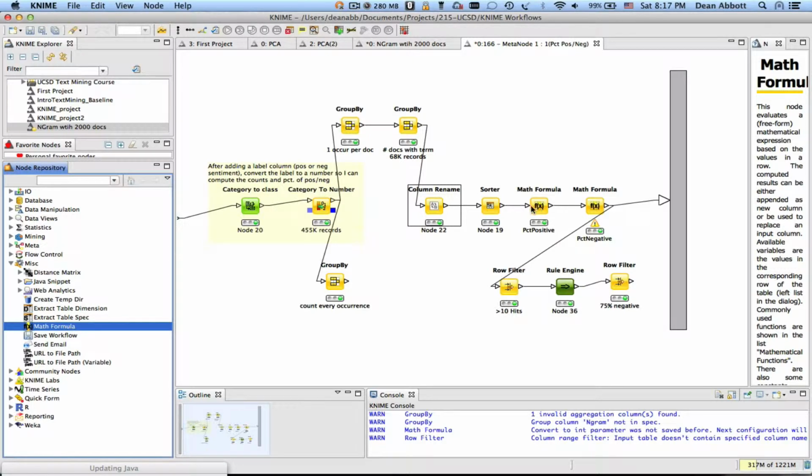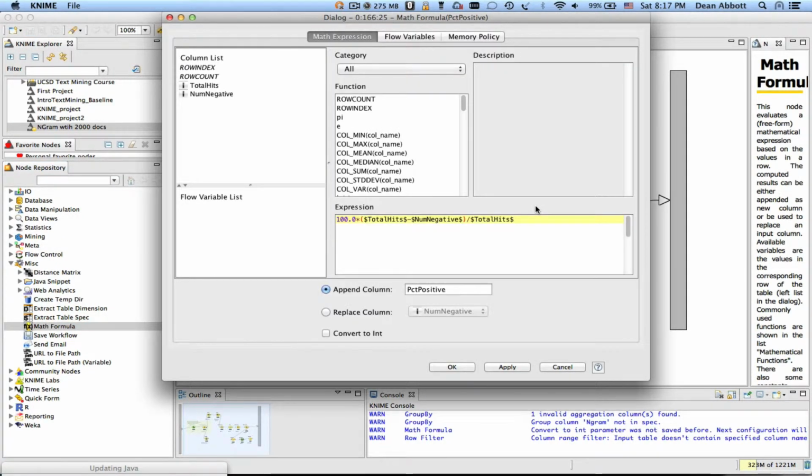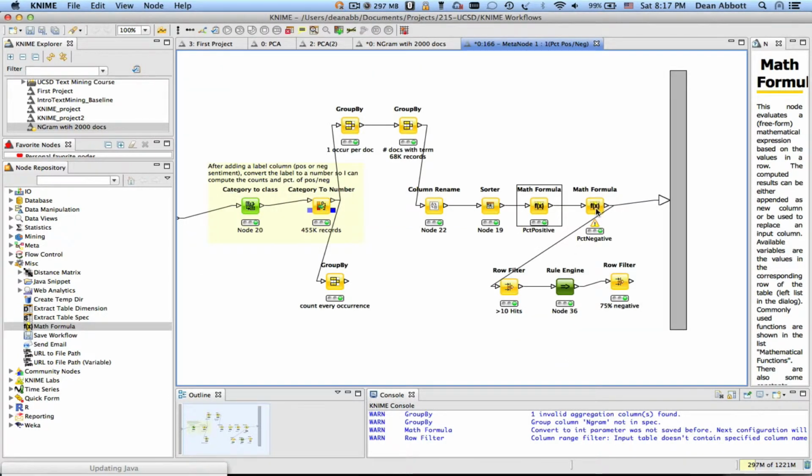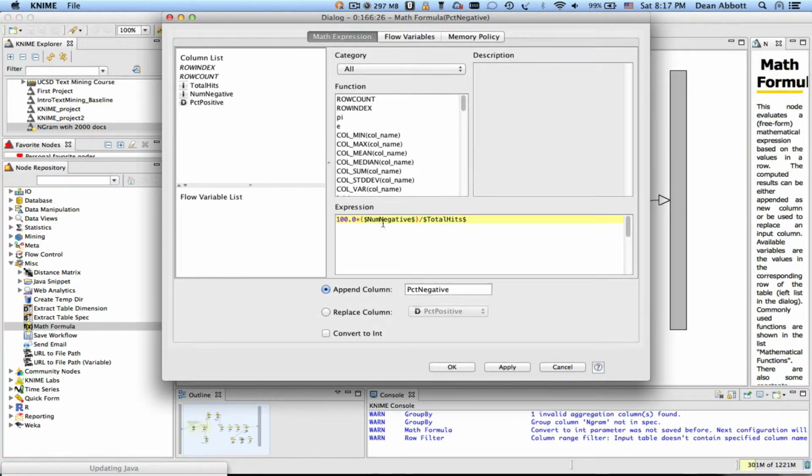Once you do that, you'll see the math formula, and inside here we're just doing a very simple computation. We're taking the total number of hits, which is the number of documents that a term was found in, minus the number of negatives. So total hits minus num negative is the number of positives, because remember we're counting negatives in this case. So it's the number of positives divided by the number of documents. This is the fraction of positive documents, and I multiplied that by 100 to get a percentage. And the next one is the negatives, so it's the number of negatives divided by the total hits, which is the total number of documents that the term was found in.